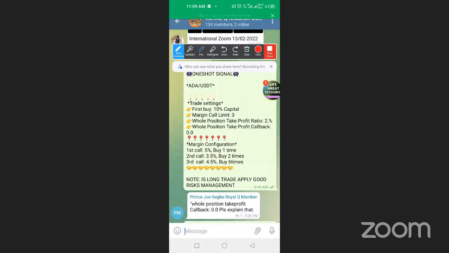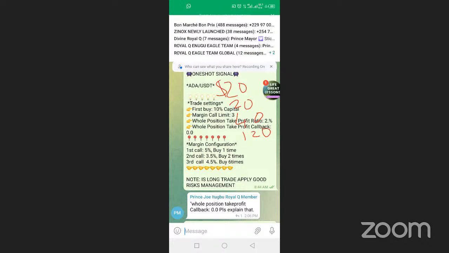$20 first buy, $20 second, and then $40 the second call, and then 120. So 120 plus 40, that is 160. 160 plus 20, that is 180. Then 180. So you want to say that this is a complete 200.